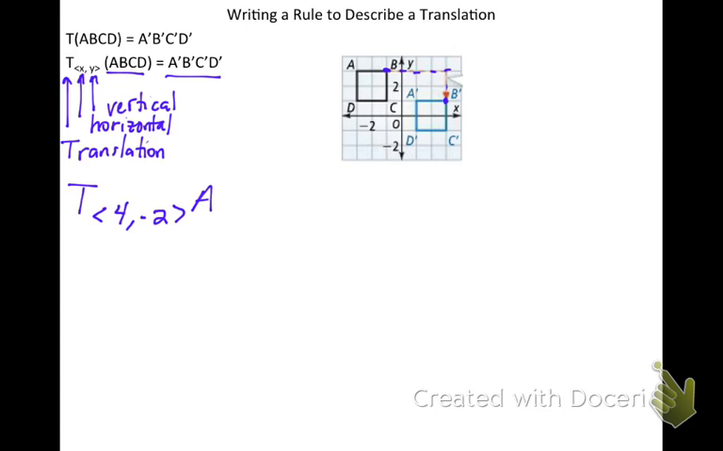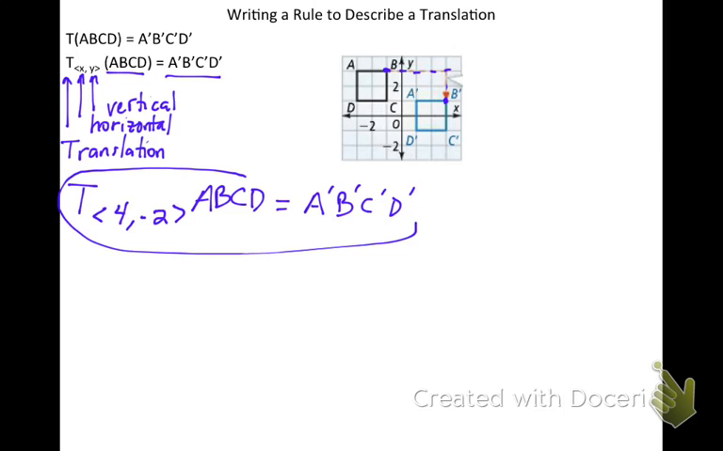And this maps from A, B, C, D to A prime, B prime, C prime, D prime. So this is the way that I write my rule. If I want to write my transformation for what's occurring here in the other graph, this translation, this would be the way that I would write my rule.